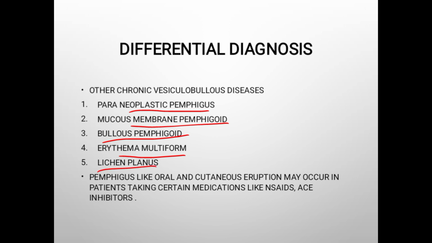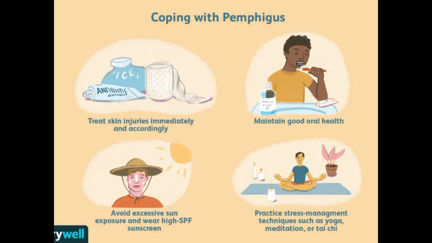Pemphigus, like other oral and cutaneous eruptions, may occur in patients taking certain medications like NSAIDs and ACE inhibitors. Coping with pemphigus basically means treating skin injuries immediately. Maintain good oral health, avoid exercise, avoid sun exposure, and wear high SPF sunscreen. Practice stress management like yoga, meditation, and Tai Chi.